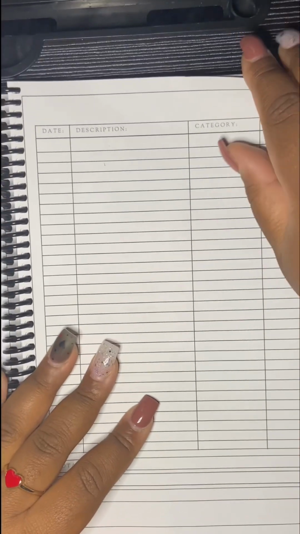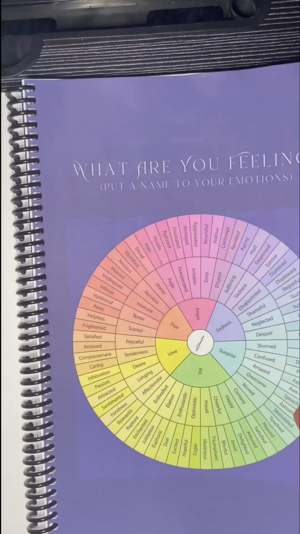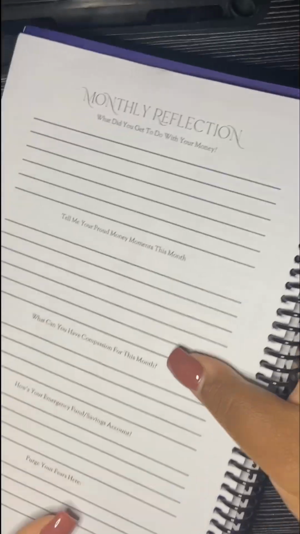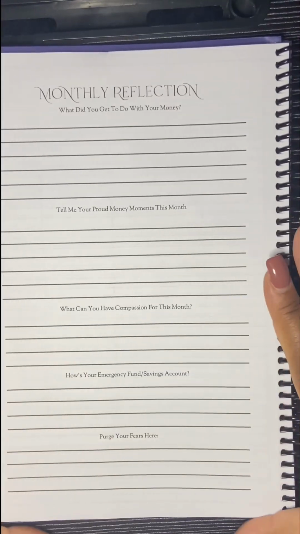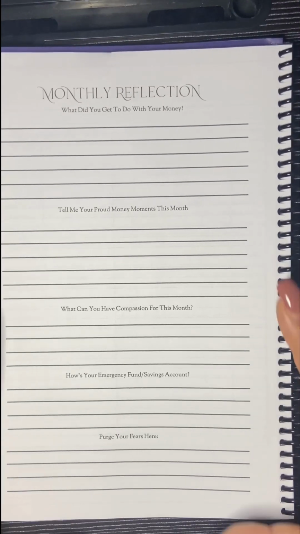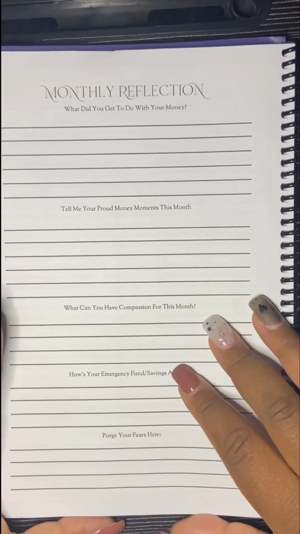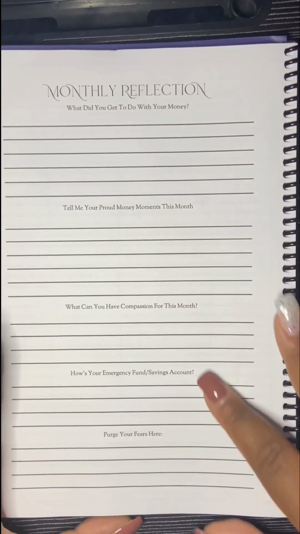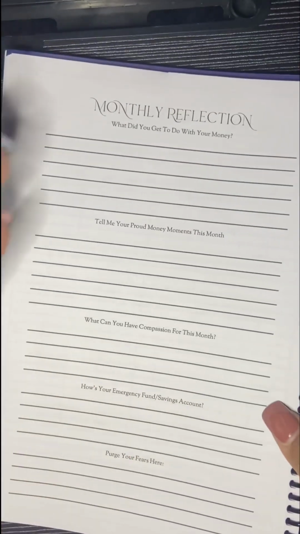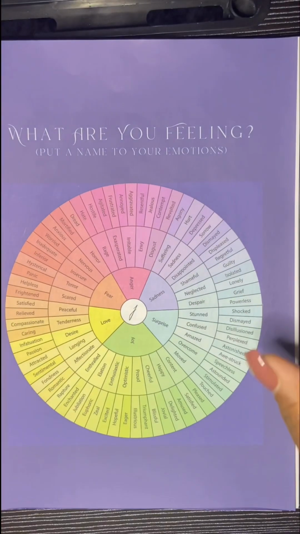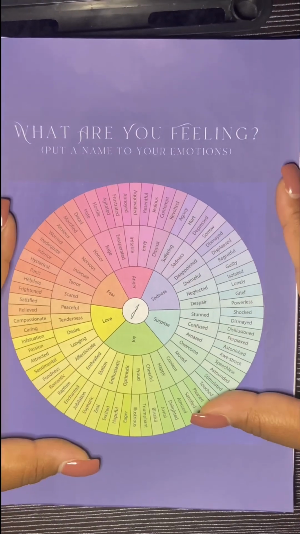Now, the next thing we have is this what are you feeling section. So typically, had I budgeted for the month of February, I would have filled this out, but I did not, so I have nothing to reflect on. I mean, I guess I could, but so then we have, what are you feeling?